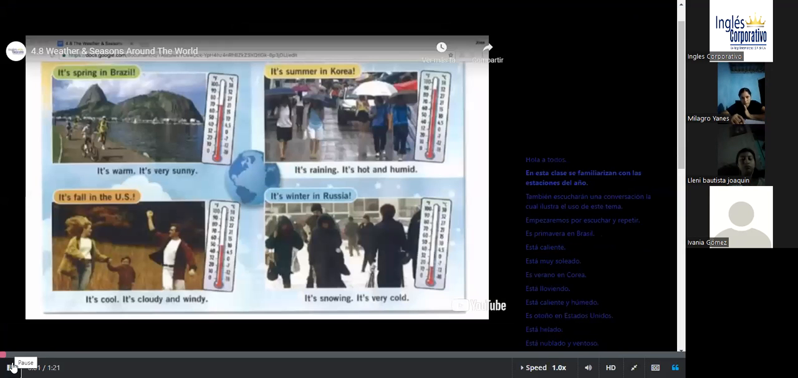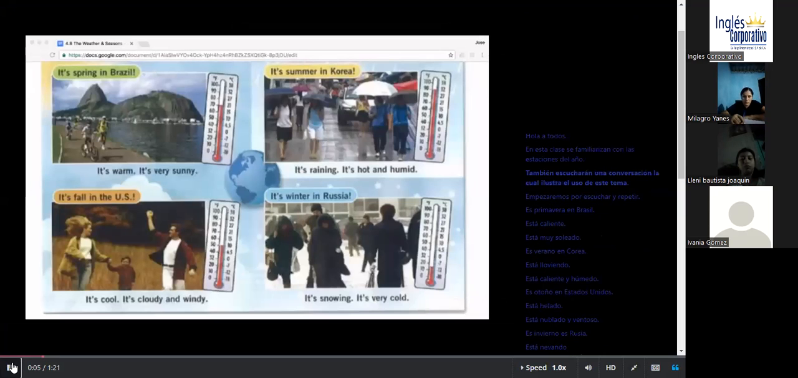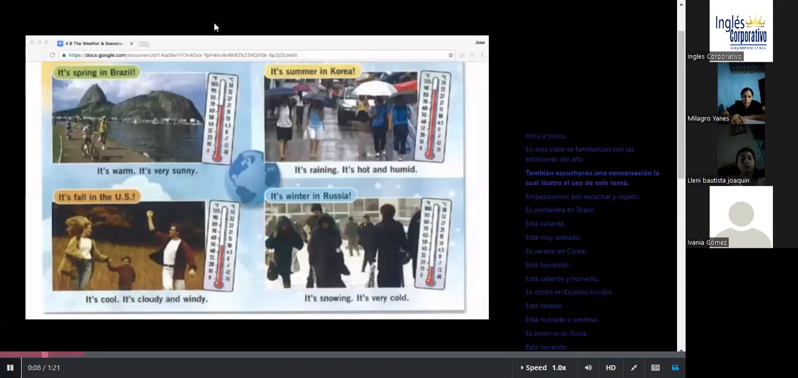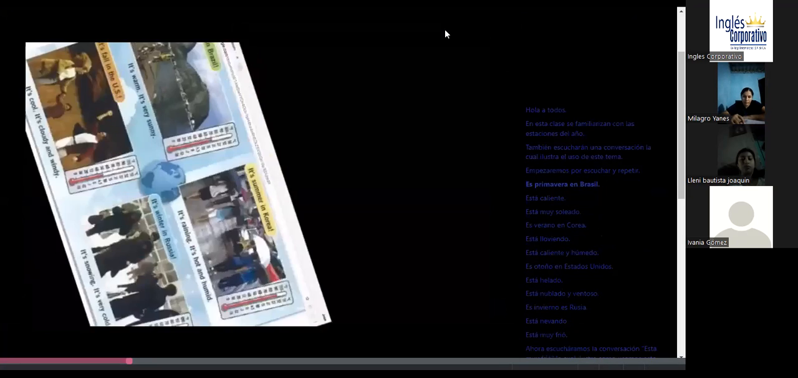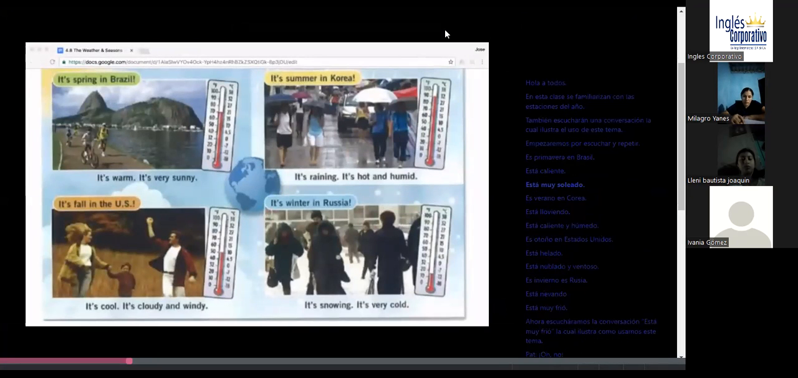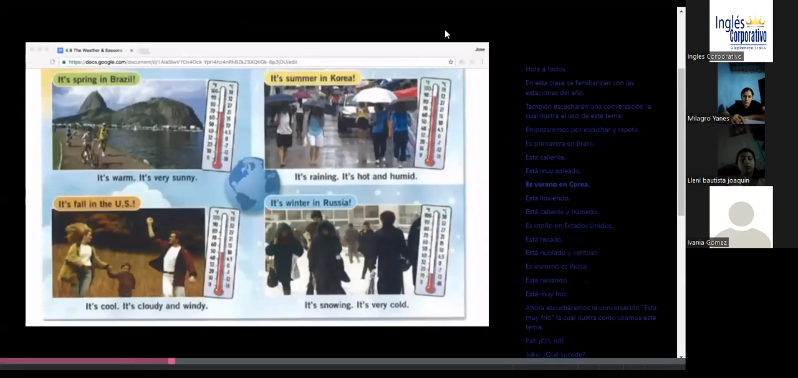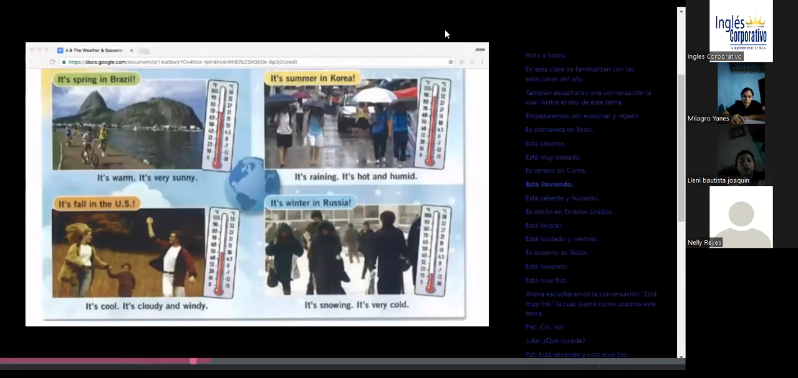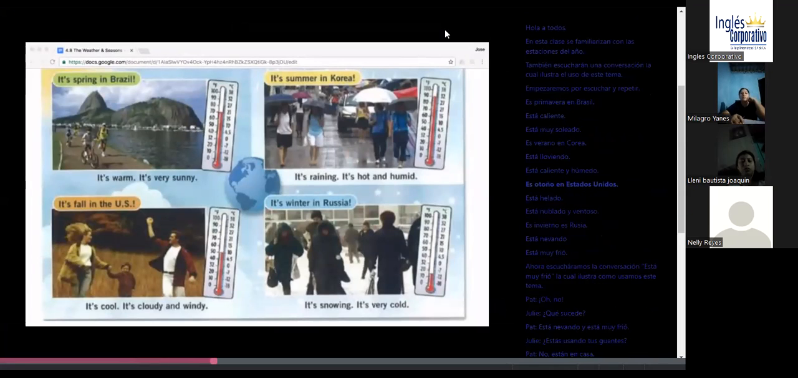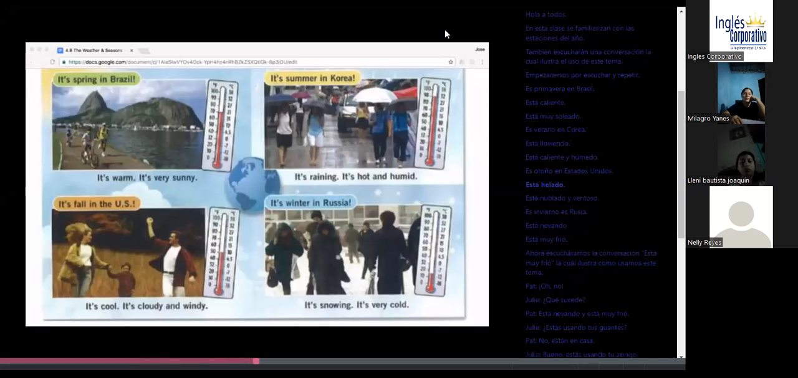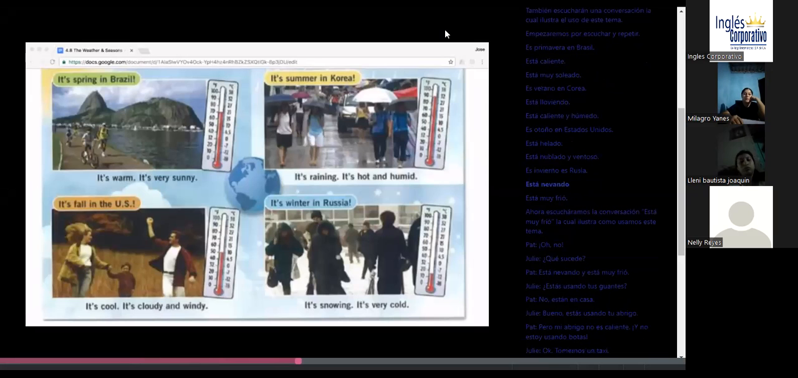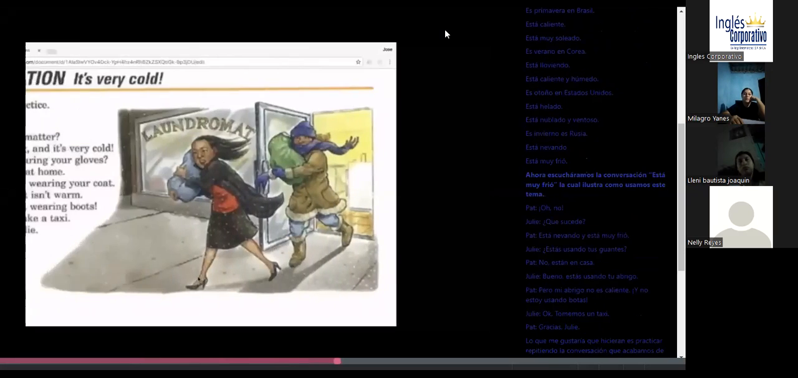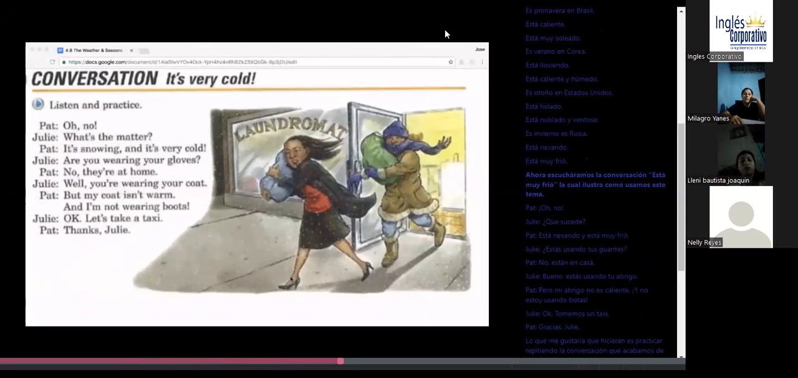Hi everyone. In this class, you'll become familiar with the weather seasons. And you'll also listen to a conversation which illustrates how this topic is used. Let's start by listening and repeating. It's spring in Brazil. It's warm. It's very sunny. It's summer in Korea. It's raining. It's hot and humid. It's fall in the US. It's cool. It's cloudy and windy. It's winter in Russia. It's snowing. It's very cold. Now, let's listen to the conversation.